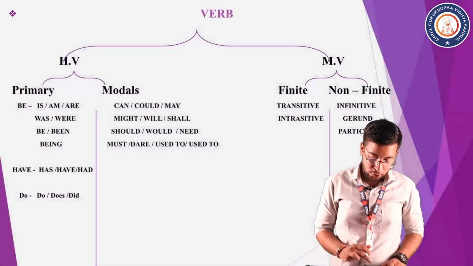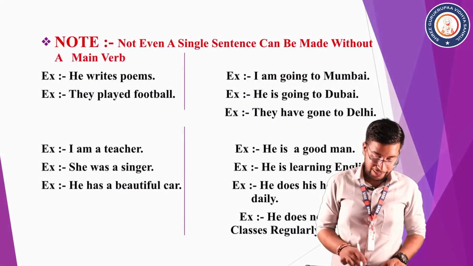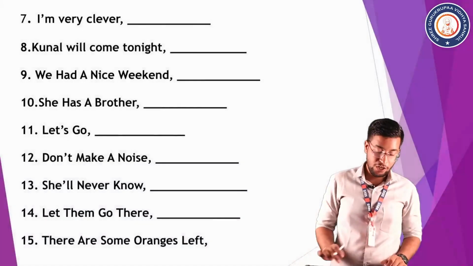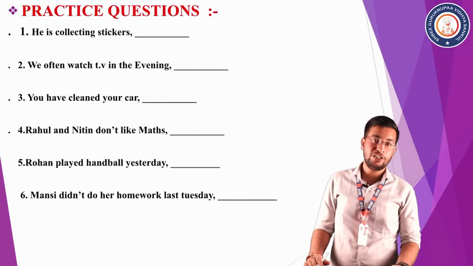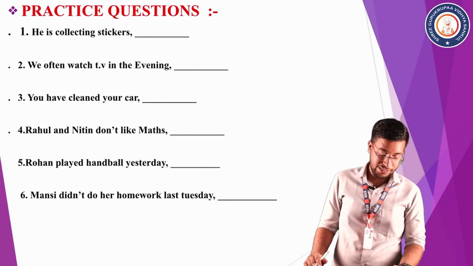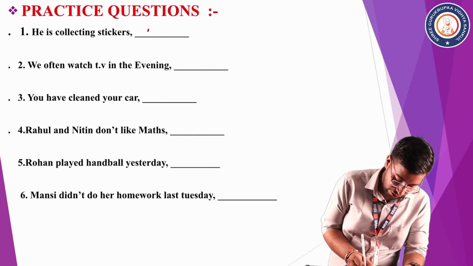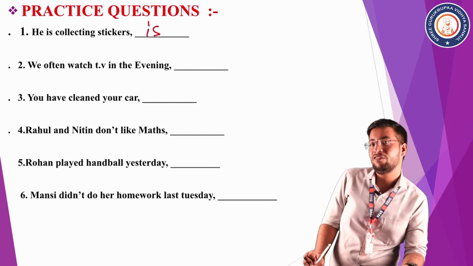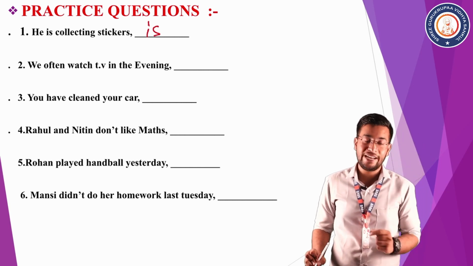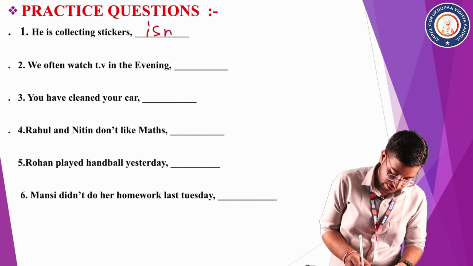If it is clear to you, now dear students, let's solve some practice questions to make this concept very clear to you. Our first example is, he is collecting stickers. What is the helping verb here? Yes, is is our helping verb, and because it is an affirmative sentence, we have to make it negative. So it will become isn't he.